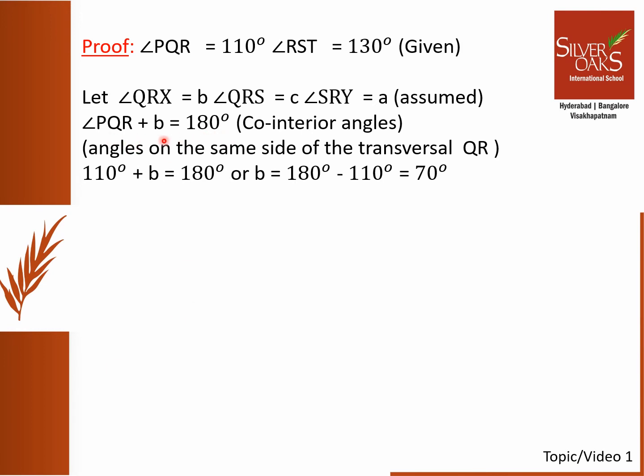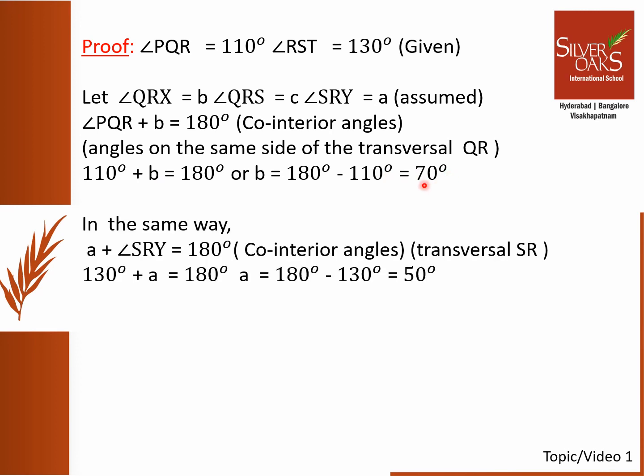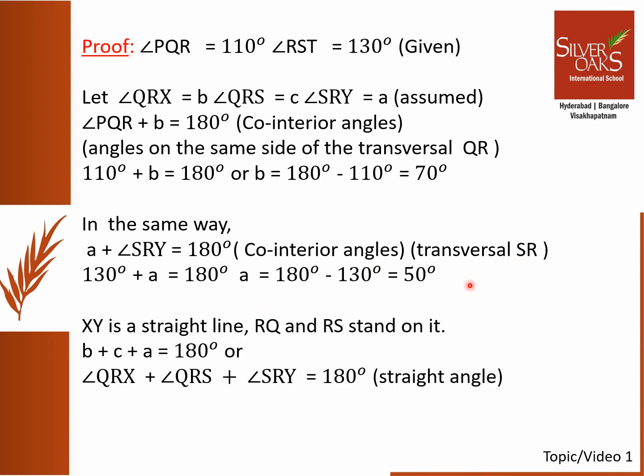See, as I showed you, what do you mean by co-interior angles? Angles on the same side of transversal QR. You know that this is 110. You can find out angle B. 70 degrees. In the same way, angle A plus angle SRY is 180 degrees. Same concept. What is the transversal here? SR. Find out angle A.